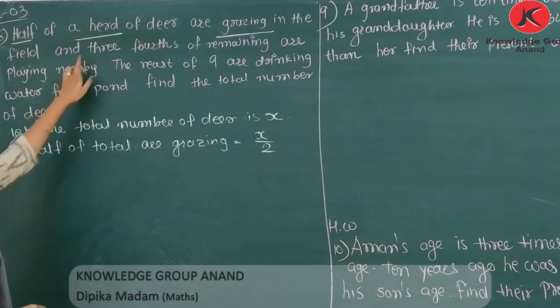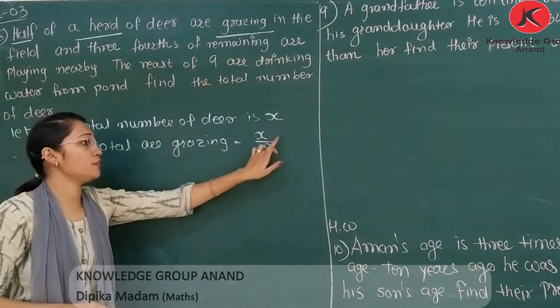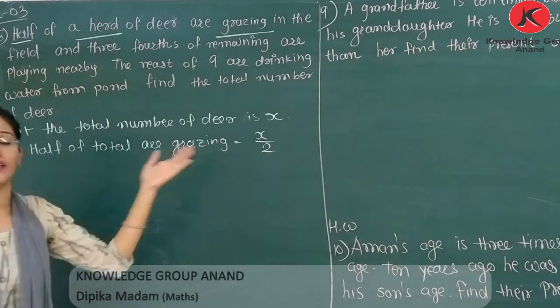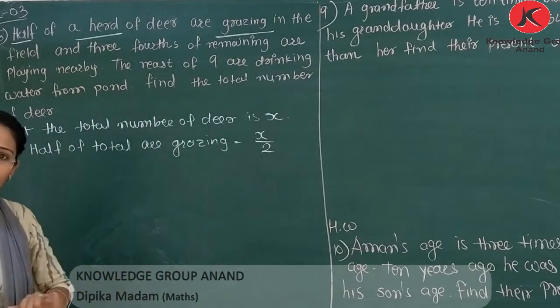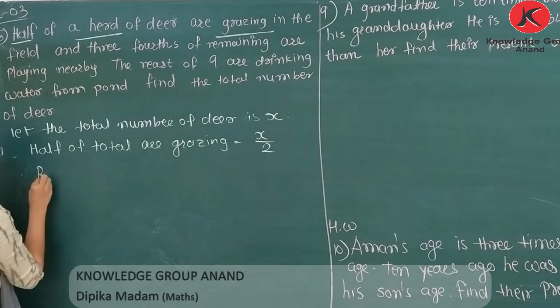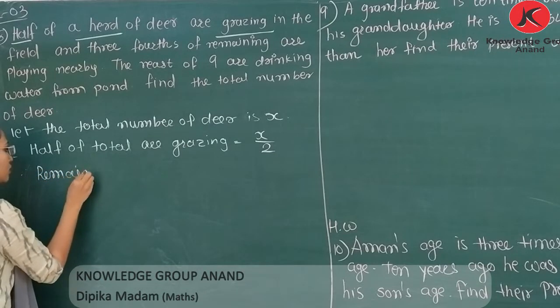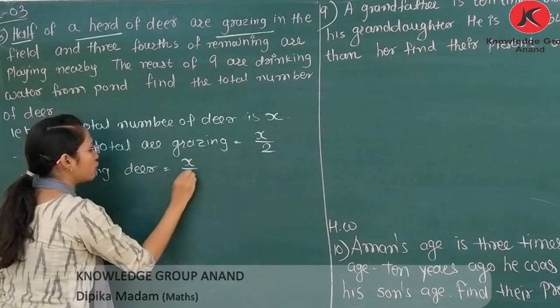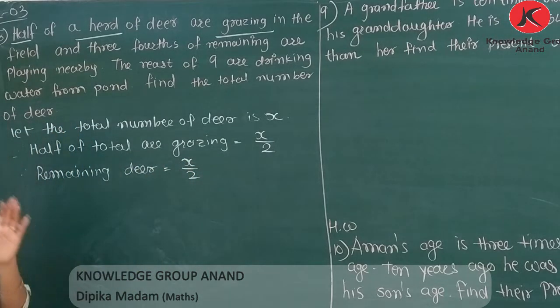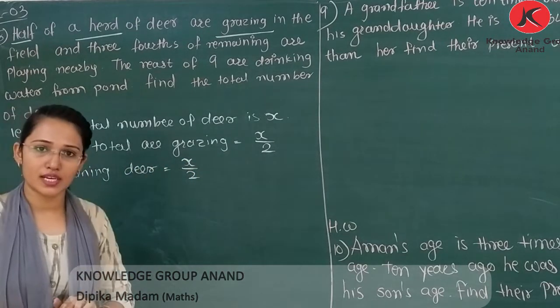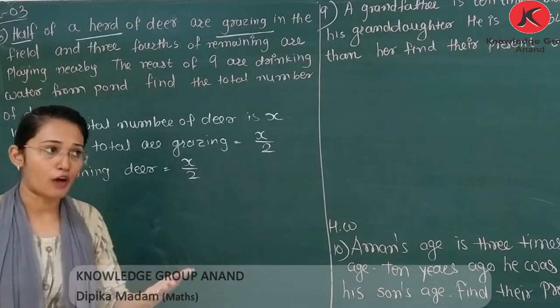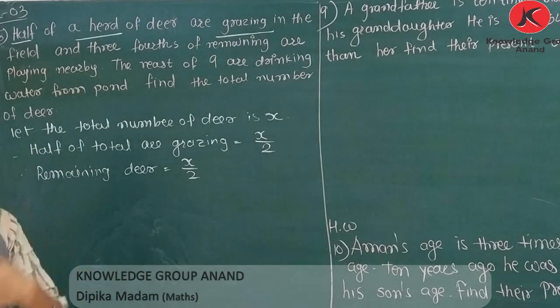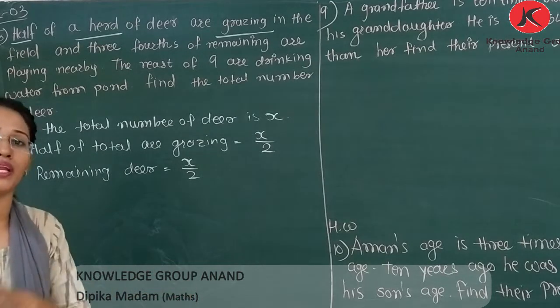Now the next statement, 3/4 of the remaining. If X by 2 are grazing, then what is remaining? X by 2 are remaining. For example, if I say the total number of deer is 14 and half of them are grazing, it means from the 14, 7 are grazing and the remaining are 7.